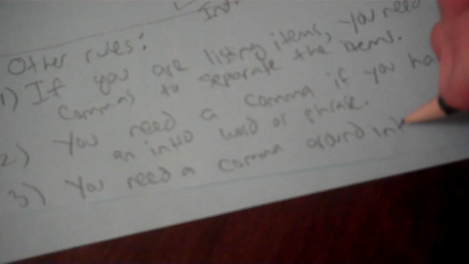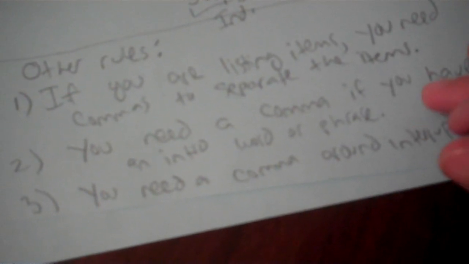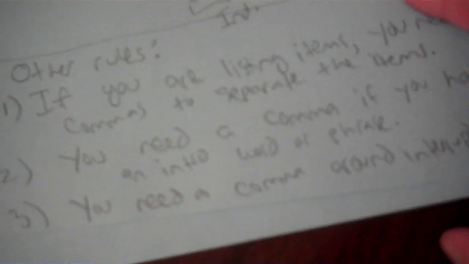So you need a comma. Another way of putting that is you need a comma around interrupters. So if you have a sentence and then you all of a sudden have a word or phrase that's interrupting the flow of the sentence, if that can be taken out, then what you have is an interrupter and you need commas around that. Okay?